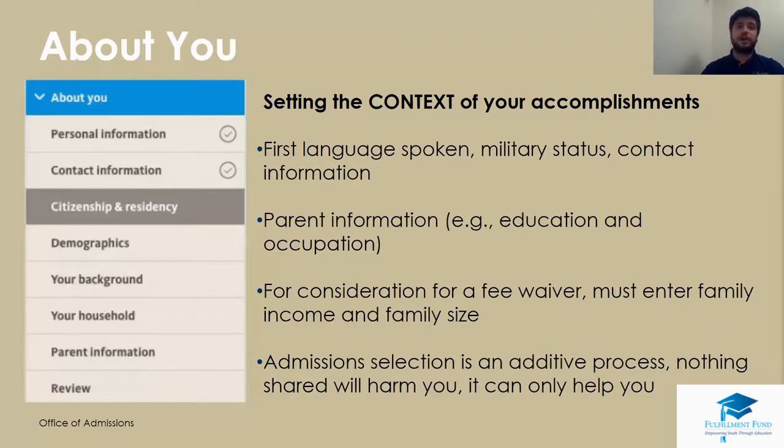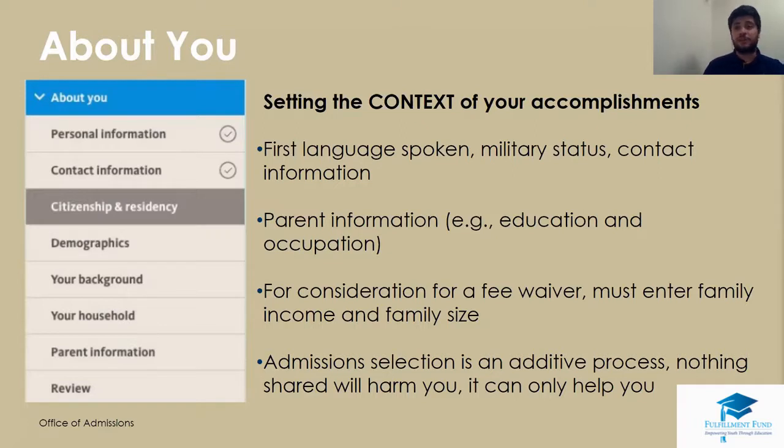So the first section of the application, of course, is the About You section, as you can see here on the left hand side. For this section, think of it as the section where you're presenting us with your biography. It's an opportunity for you to share your background information with us so that we can get a better understanding of who you are, where you're coming from, etc., etc. There is information asked of you here that you might not think to bring up in other parts of the application. So it's always important that you make sure that you're telling us everything that you can here as well. That's going to provide us more context.